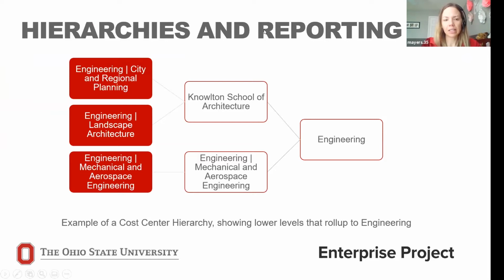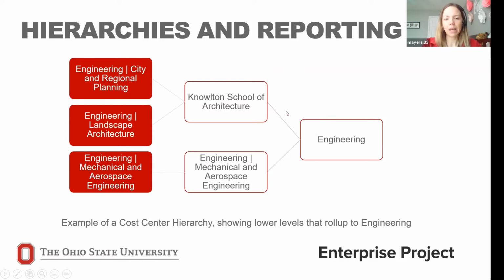And this is a good example of that. So you can see these red boxes. These are actually individual cost centers. But I might not always want to go to the most granular level when I'm doing reporting. So maybe I just want to do reporting at engineering. So that means in a report, I can pull engineering.